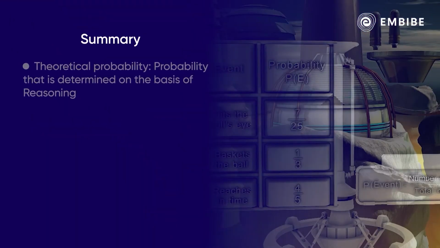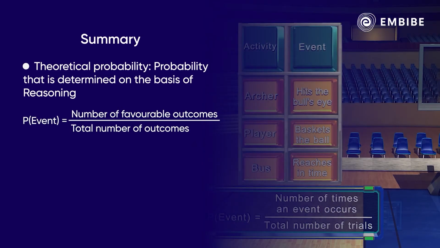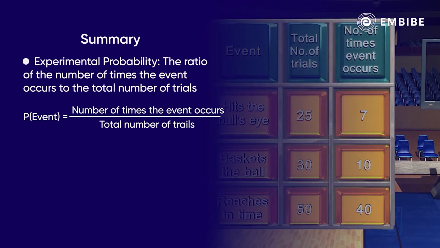Summary. In this session, we have learned the concept of experimental probability, the need for it, and also how to find it.